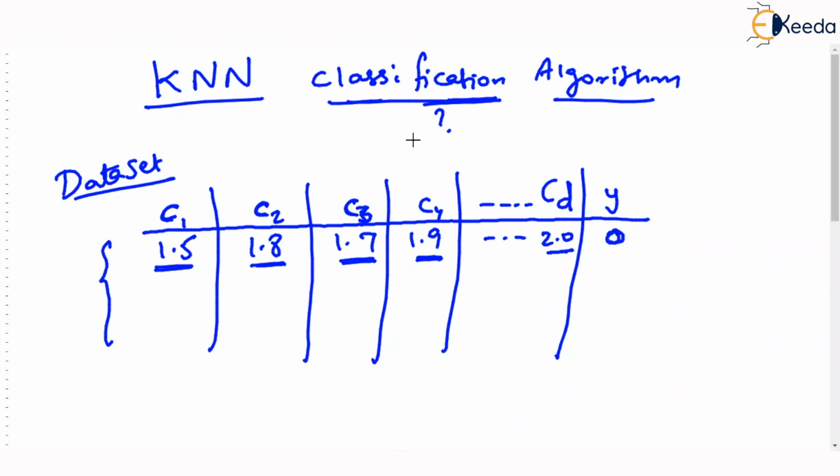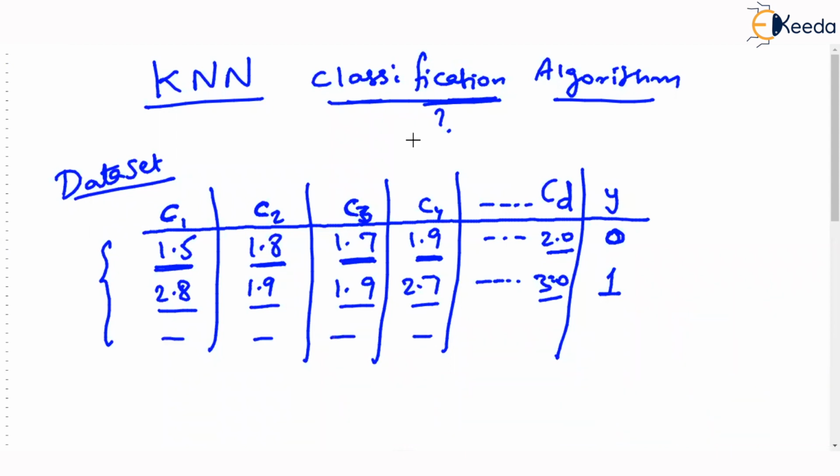But given some other readings, let's say we have 2.8, 1.9, then 1.9, then 2.7, and so on, 3.0. It's 1 here. That means given these values of the various parameters of the weather, 1 means it will rain. Many such values are given. This is on a day-to-day basis. Maybe an environmentalist or the weather forecasting department has recorded this past experience of the weather, and whether it rains or not given these values.